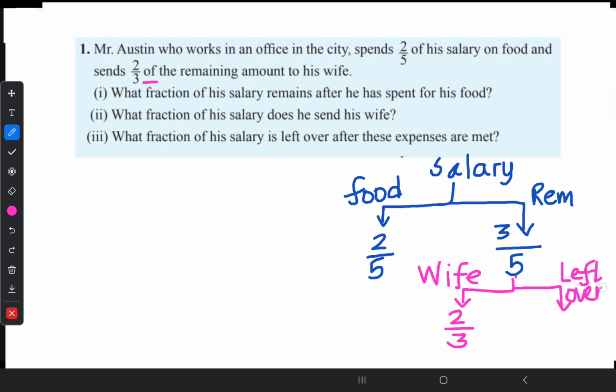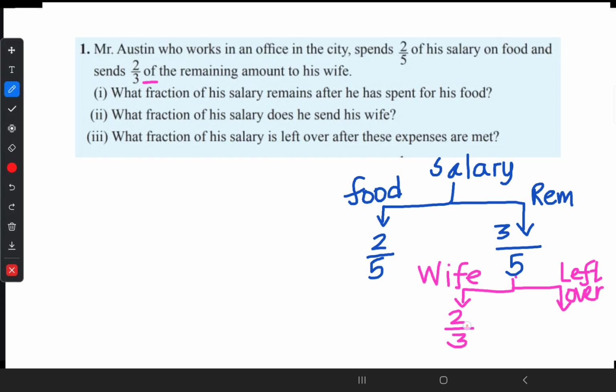When you look at the question, it looks complex. But when you start to do more than one question, it looks very easy. That's why I'm explaining everything in detail. From the remaining, this is the amount he sent to his wife. Now also look at the denominator. Don't bother with other fractions. Now only consider this one. From 3 portions, he sent 2 portions to his wife.